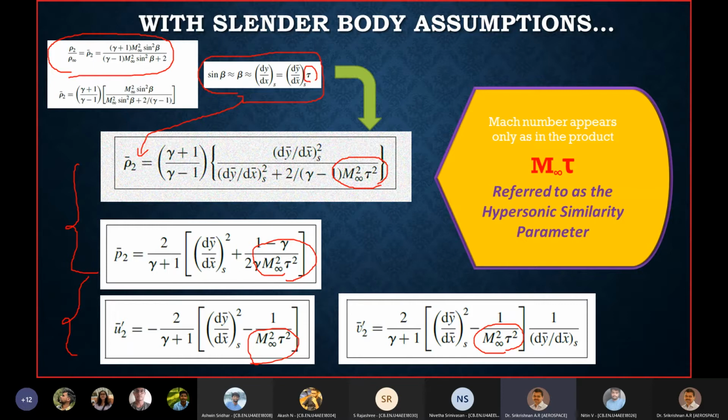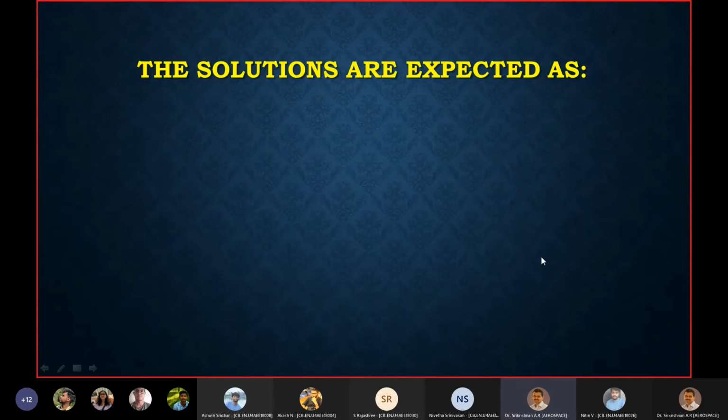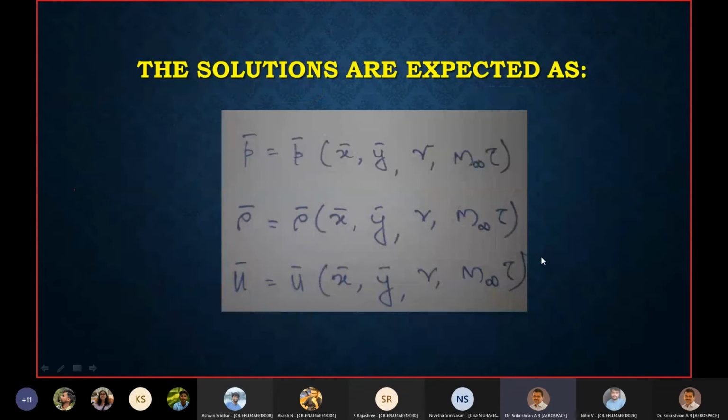In fact, if you recall, this is the reason why in fluid mechanics we call Reynolds number a similarity parameter in several applications. If you maintain that parameter the same, even if the individual components vary, you will get the same value for the non-dimensionally defined variables. So M infinity into tau is the hypersonic similarity parameter. We'll look at it in more detail.